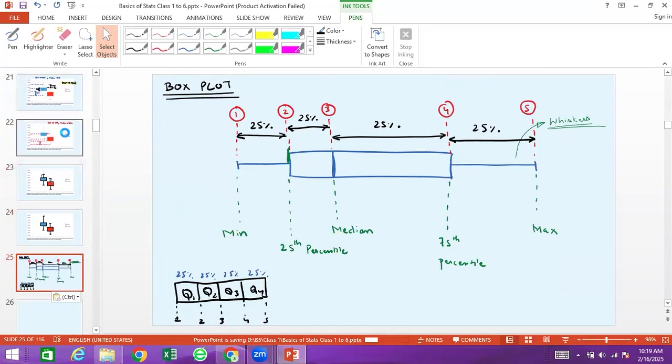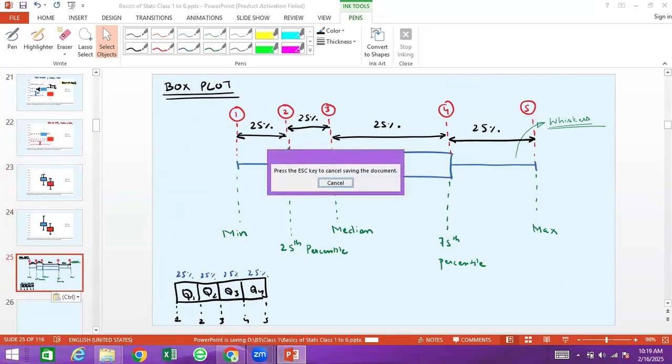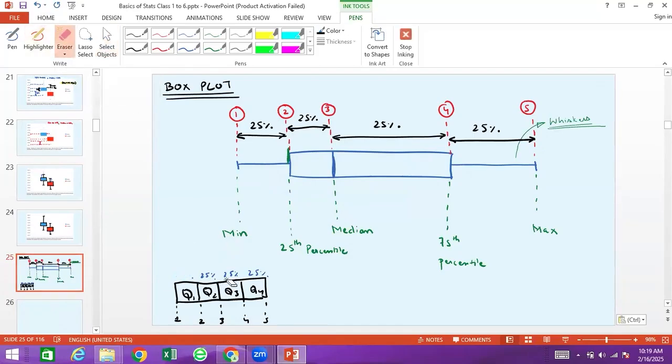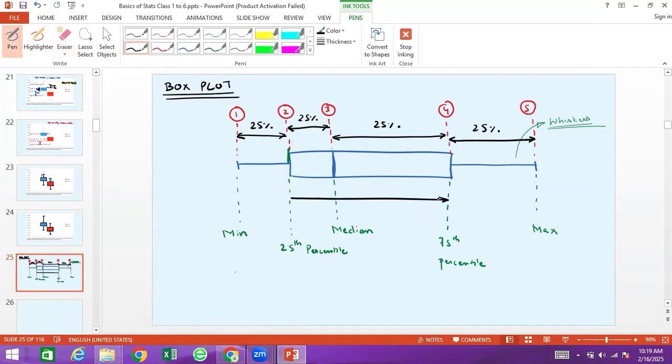Okay. Now, if we want to understand it in depth, let's say this is how we can do it. This thing is from here to here. Let's add a few more terms. This is called IQR, the interquartile range, from here till here.